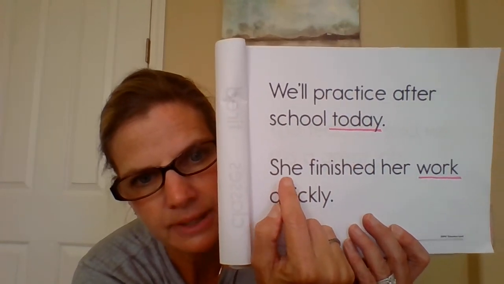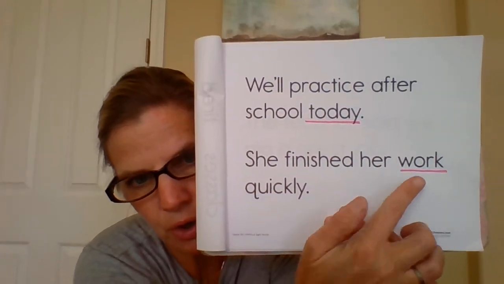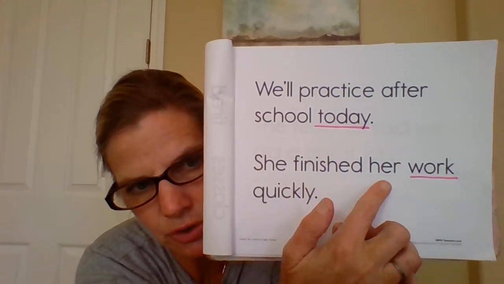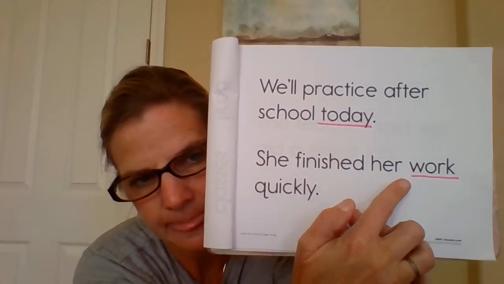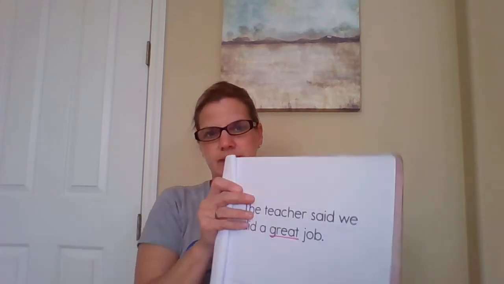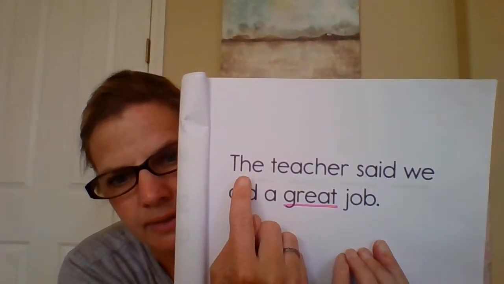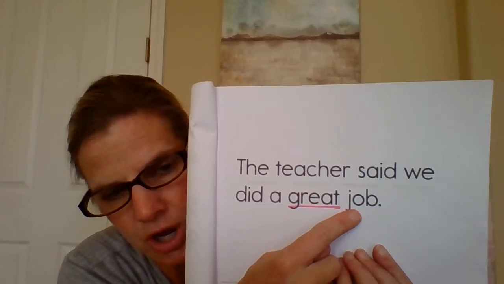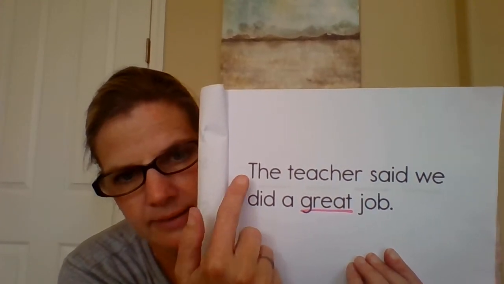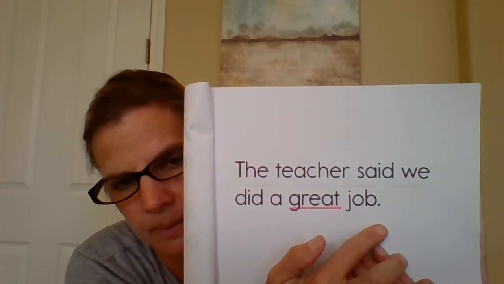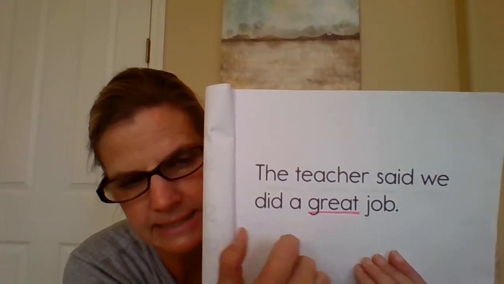Listen. She finished her work quickly. Read. She finished her work quickly. Sight word is work. One more sight word. Listen. The teacher said we did a great job. Read. The teacher said we did a great job. Sight word is great.